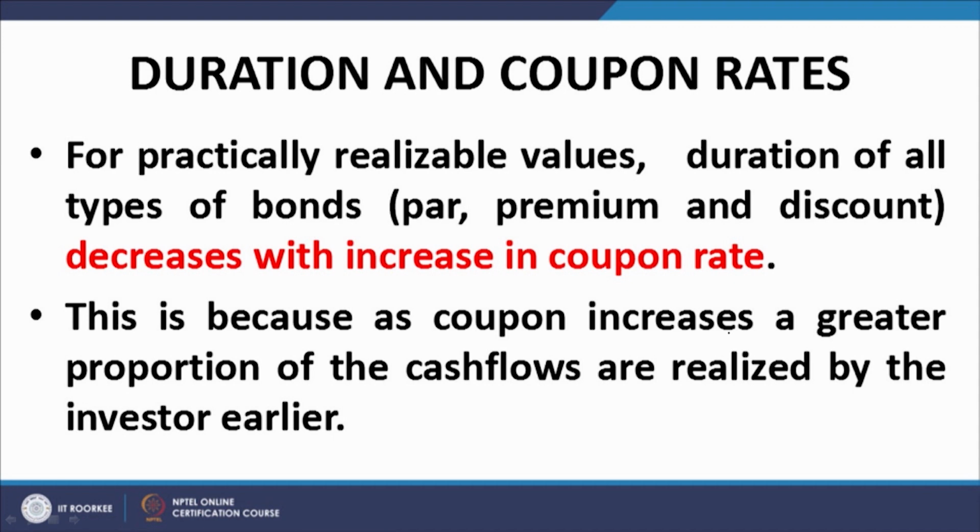Why is that? That is because as coupon rate increases, a greater proportion of the cash flows are realized by the investor earlier. So, higher the coupon, higher is the cash inflow during the intermediate periods on account of coupon payments, and as a result greater is the cash flow during the earlier years, and therefore, the duration, which in a sense is the weighted time, with the weights being the proportion of cash flows corresponding to each point in time at which the cash flow is occurring.